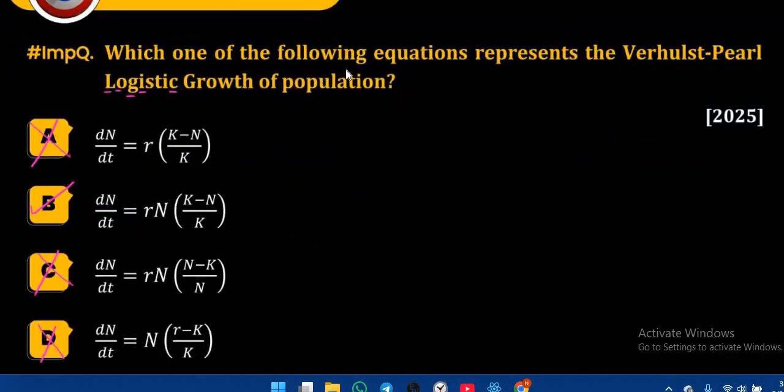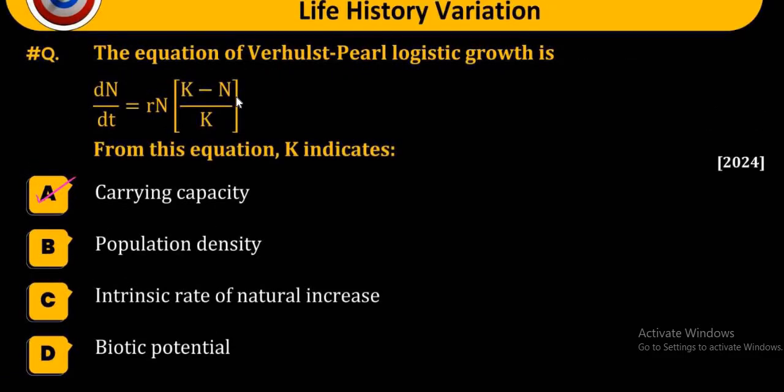Next question is, which of the following equations represents the Verhulst-Pearl logistic growth of the population? Option B, dN by dt is equal to rN bracket K minus N upon K. Next question, the equation of Verhulst-Pearl logistic growth is dN by dt equal to rN bracket K minus N upon K. From this equation, K indicates option A, carrying capacity.